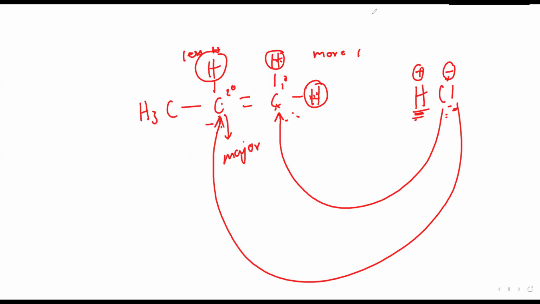Understood? Why did he say less hydrogen? Because that will form the secondary carbocation. That is the main reason, and the secondary carbocation is more stable. Is this clear? Now look, I have given this very nicely in the notes.